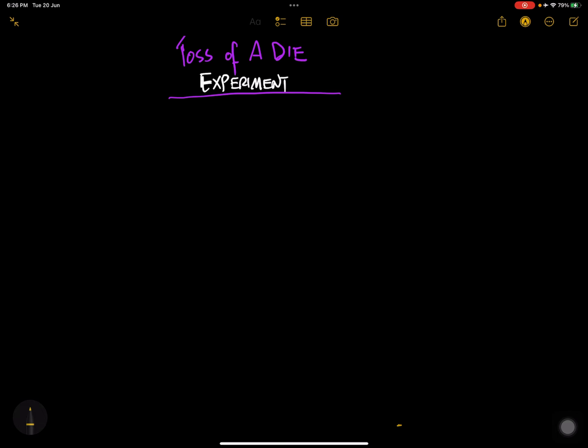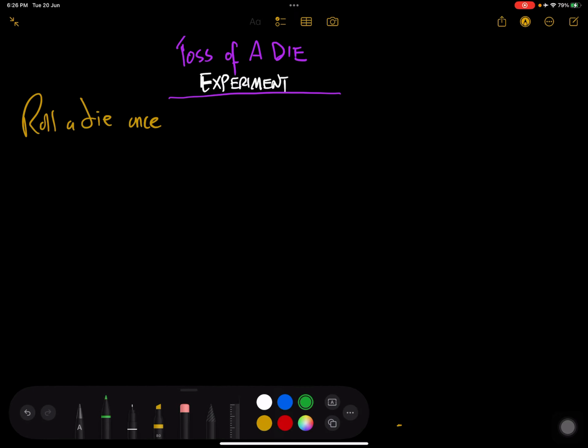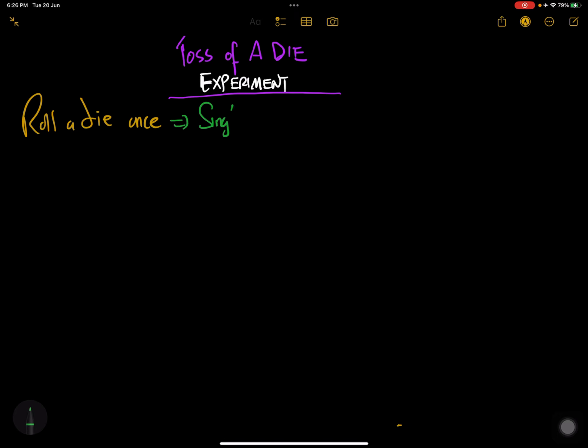Today, in this video, we are going to look at another type of experiment. Previously, we looked at the toss of a coin, tossing it once, and the possible outcomes and the type of trial that is called. Today, we are going to look at the rolling of a die experiment. If we roll a die once, we are having a single experiment.